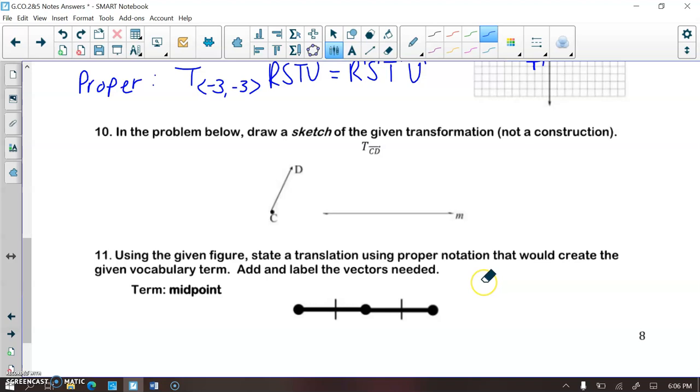All right, so number 10, it says, in the problem below, draw a sketch of the given transformation. So we are going to transform line M along vector CD. So what that means is that I'm going to take this line and I'm going to move it the same distance as ray CD and in the same direction, which is up and slightly to the right. So moving line M up and slightly to the right would look something more like this. Whoops, let me draw a more straight line. Something like that. And that's it. That's all you want to do there.